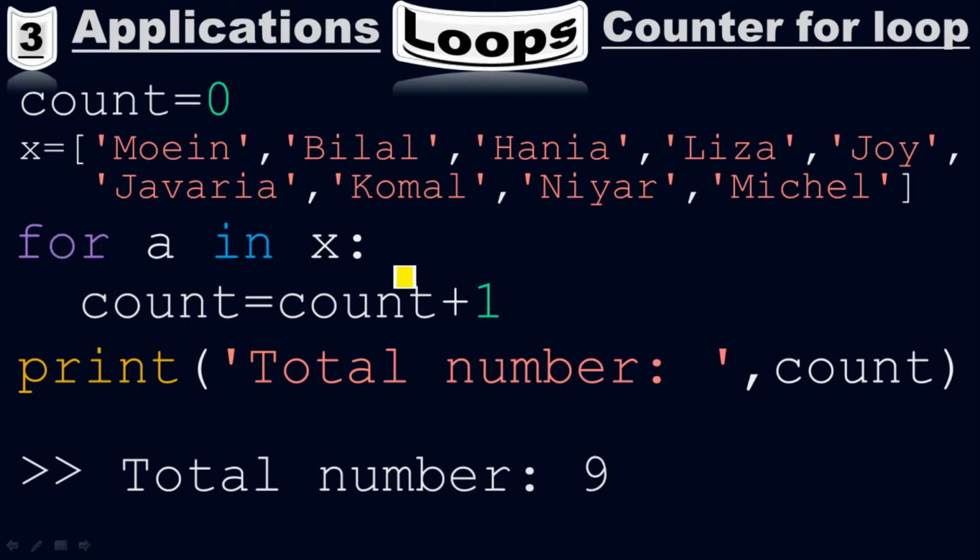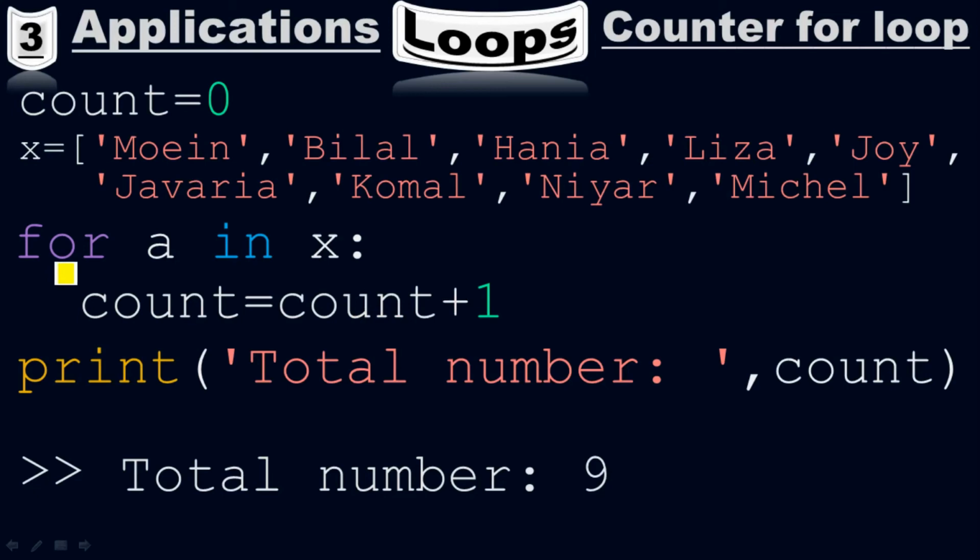And then we have the counting formula, the for loop counting formula: count equals count plus 1. Initially, look at here, the count equals 0. So we will have 0 plus 1, which will be 1. So this is the first item. And then the for loop will iterate on the second name, which is Bilal, and the counter formula will activate. The previous number was 1, so 1 plus 1 will be 2. So far we have 2.